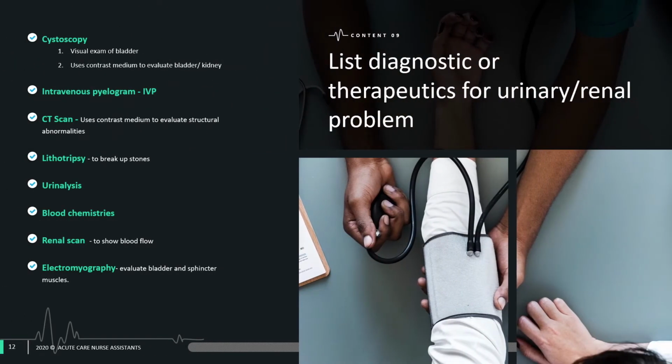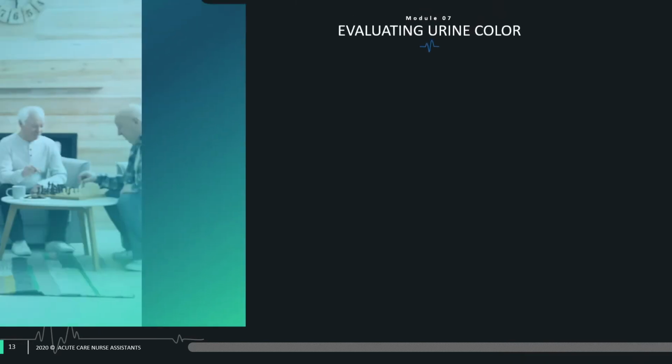Content 9, list diagnostic or therapeutic procedures for urinary or renal problems. Cystoscopy, visual exam of the bladder, uses contrast medium to evaluate bladder and kidney. Intravenous pyelogram or IVP. CT scan, uses contrast medium to evaluate structural abnormalities. Lithotripsy, to break up stones. Urinalysis, blood chemistries. Renal scan, to show blood flow. Electromyography, evaluate bladder and sphincter muscles.